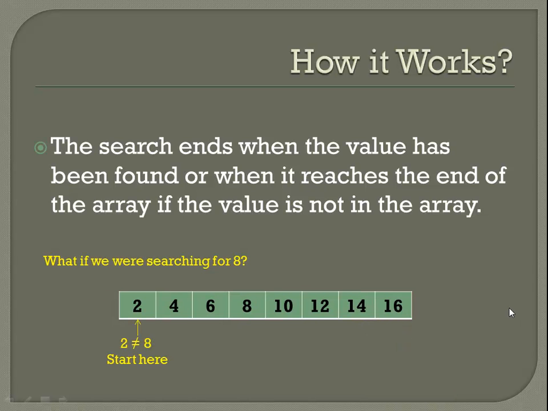So what if we were searching for 8 in this array? We would again start at the beginning. 2 does not equal 8. Move to the next element. 4 does not equal 8. Next, 6 does not equal 8. And here we found 8. 8 equals 8, so our search would end here.